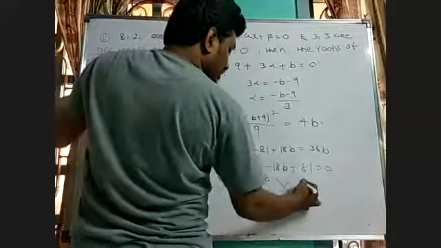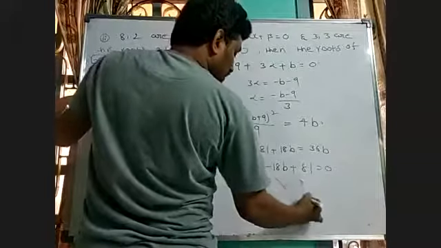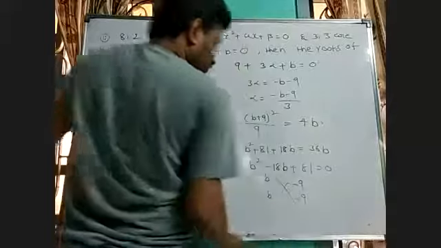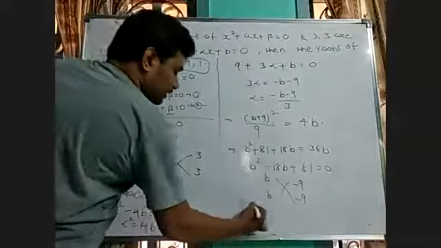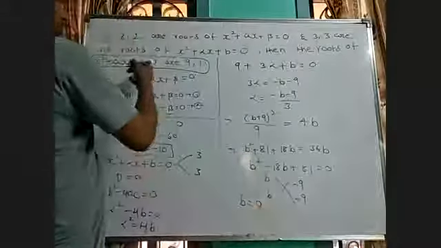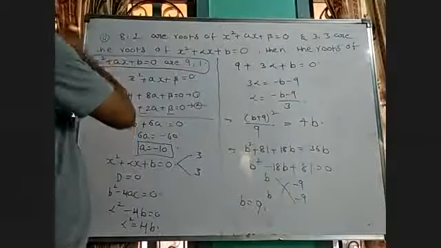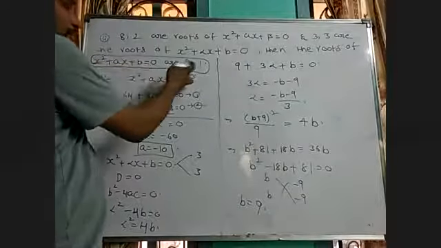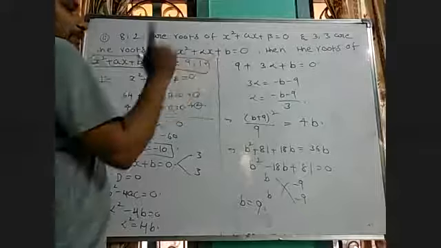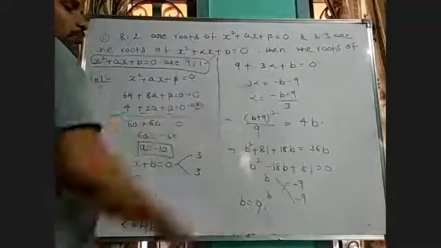From these factors, we can find it. What we get? This value is what? 9. Okay, minus 9. From this, b is equal to 9. a is equal to 1. Okay. You substitute the a value and b value, factors we get 9, 1. That's why 1 and 2 are true. Okay, write it.